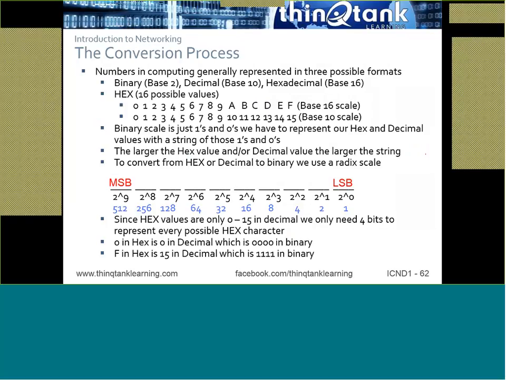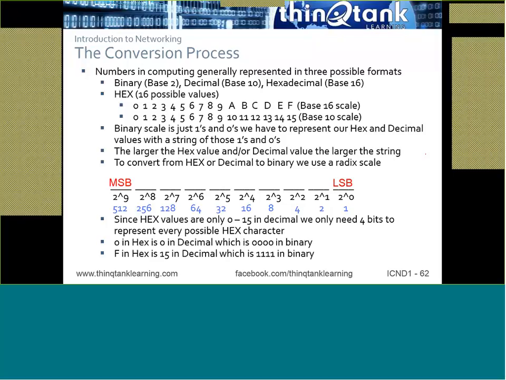All right, now I'm going to go through this very, very slowly because this is important. This is an extension of what we were just talking about. Numbers in computing generally are represented in 3 possible formats. Binary, which is a base 2 system, decimal, which is a base 10 system, and hexadecimal, which is a base 16 system. In hex, we have 16 possible values, 0 through 9, A through F. So you can see written there our base 16 scale.